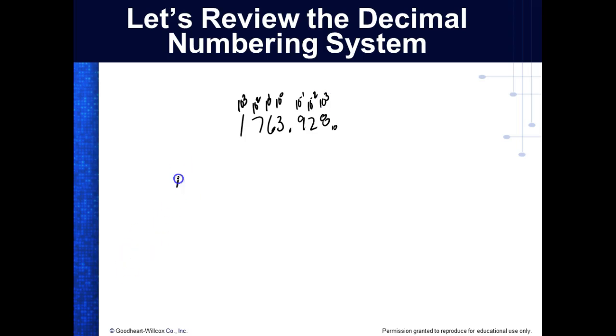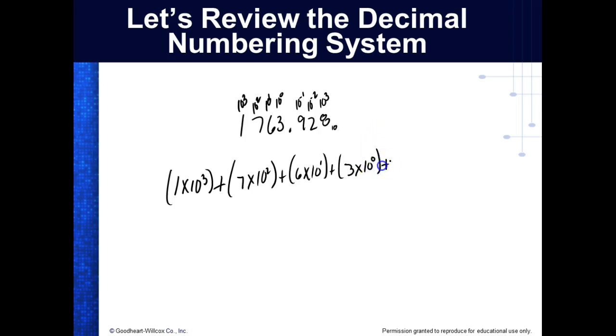So positional notation, I would say 1 times 10 to the third plus 7 times 10 to the second plus 6 times 10 to the first plus 3 times 10 to the 0 plus 9 times 10 to the minus 1 plus 2 times 10 to the minus 2 plus 8 times 10 to the minus 3. And that would be the number in positional notation. Then I would take my powers of 10 and convert them over to the actual decimal equivalent of those powers. And then we'd add them together.